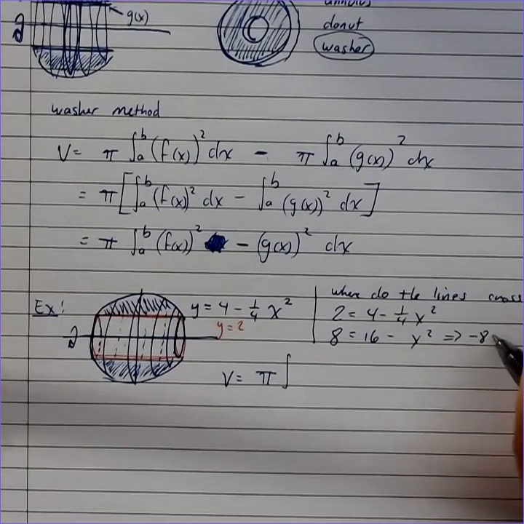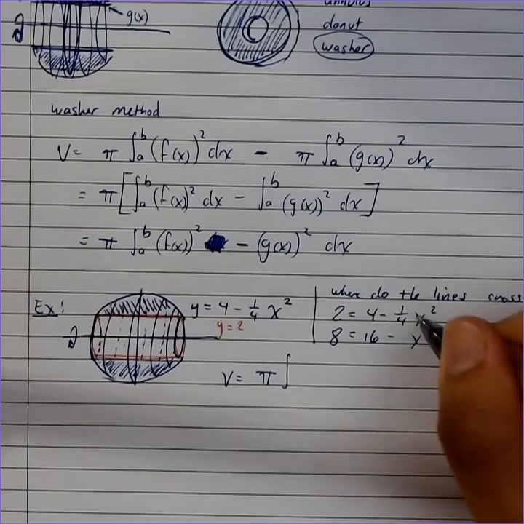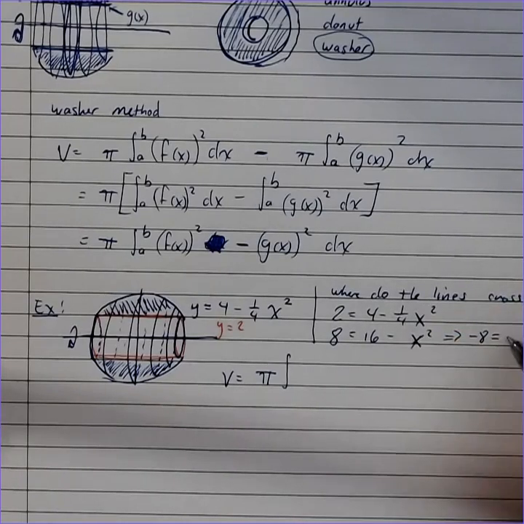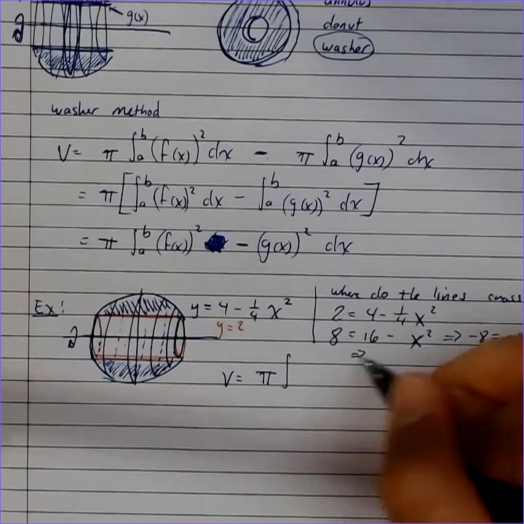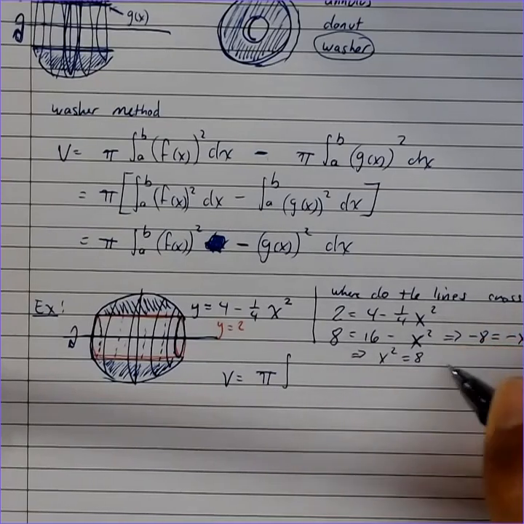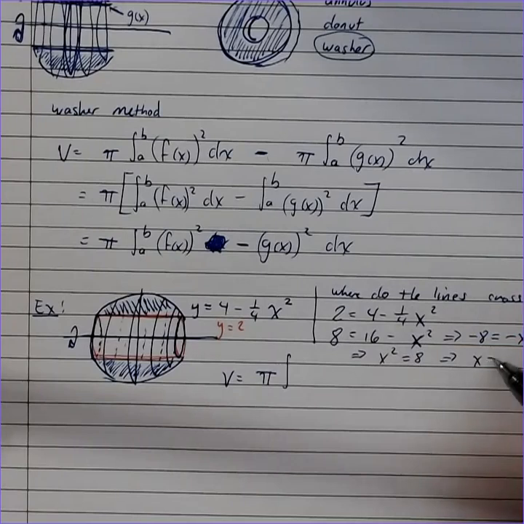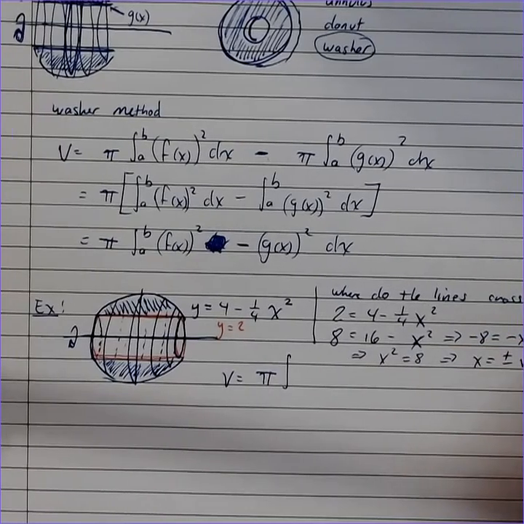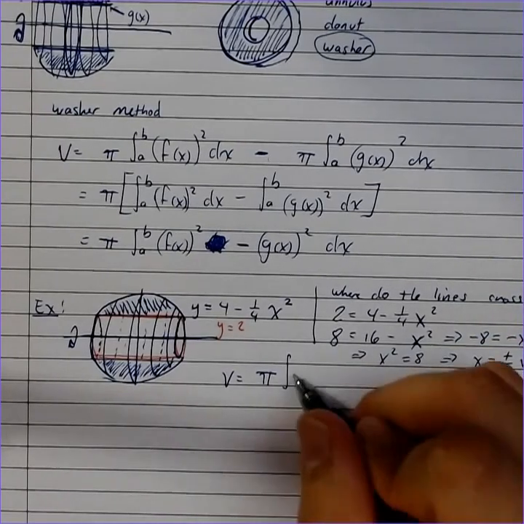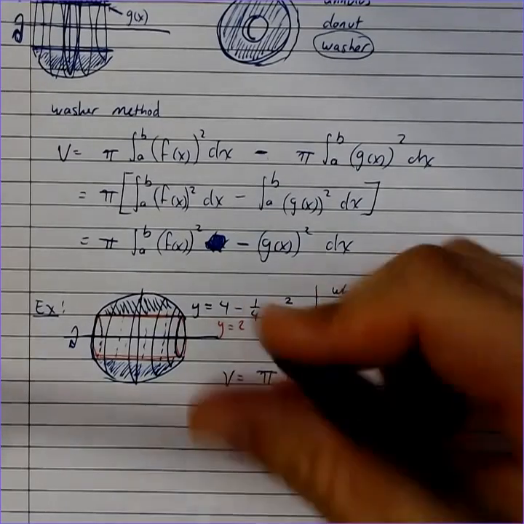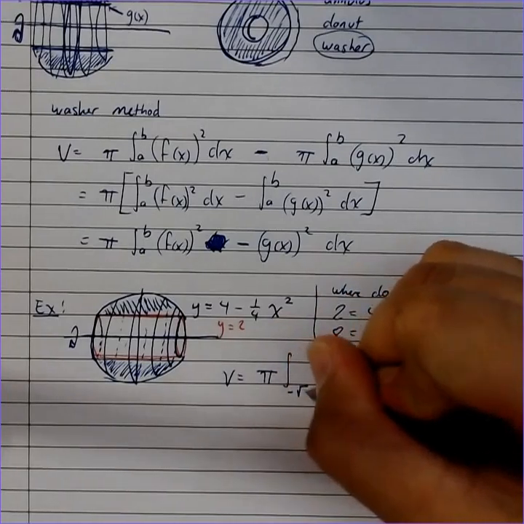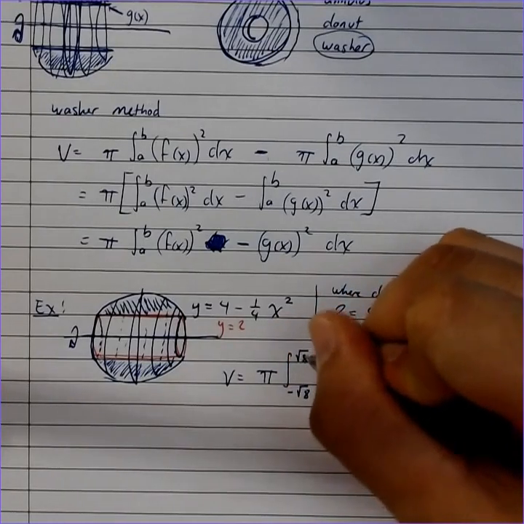negative 8 is equal to, I can't read my own writing, that's an x, is equal to negative x squared. Or we can even say that's just x squared is equal to 8, which means that x is equal to either positive or negative the square root of 8. So that's what these numbers are. All right, that's going to be positive root 8 and negative root 8. Just like that.